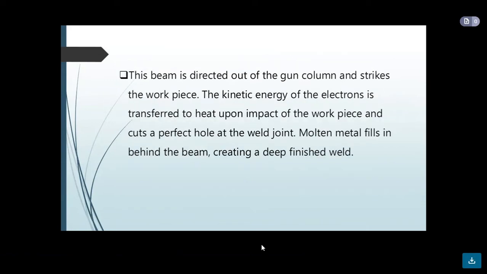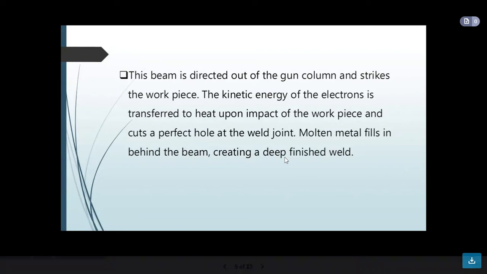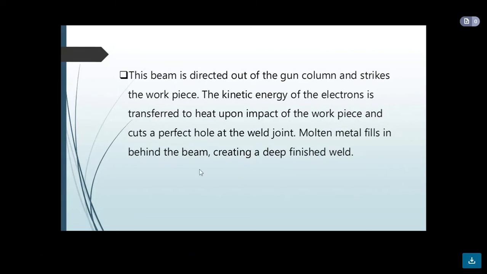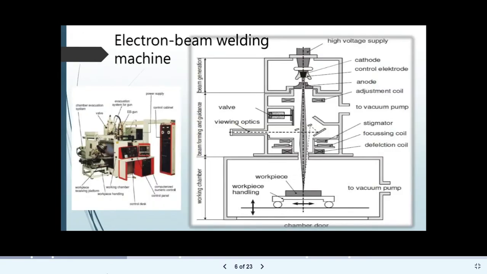The beam is directed out of the gun column and strikes the workpiece. Once this electron beam is focused, it will strike the workpiece. The kinetic energy of the electrons is transferred to heat upon impact with the workpiece and cuts a perfect hole in a weld joint. This means that when this high velocity, focused electron beam strikes the base material, the kinetic energy that the electrons carry gets converted into heat, and after that the material gets melted. So this is the basic principle of electron beam welding.